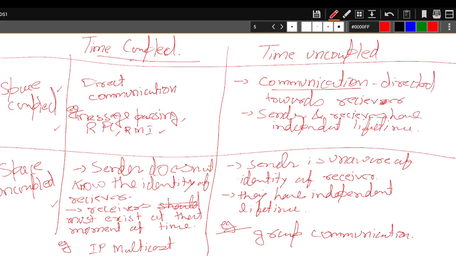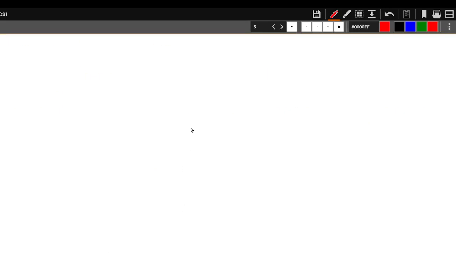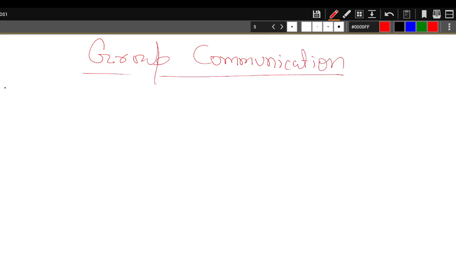Let me write it a little bit. We are talking about group communication. So, a very simple thing, it is space uncoupled as well as time uncoupled. Because of this, whatever things happen, you already understand.